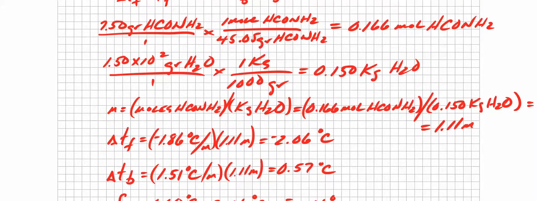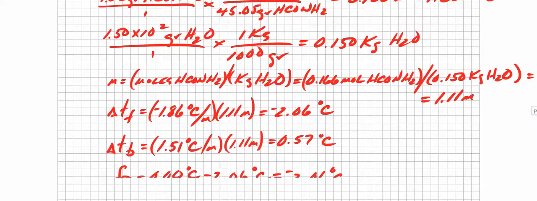That's equal to, let's see, 0.166 moles of formamide divided by 0.150 kilograms of water. When I do that calculation, I get 1.11 molal. Now let's calculate the change in freezing temperature.